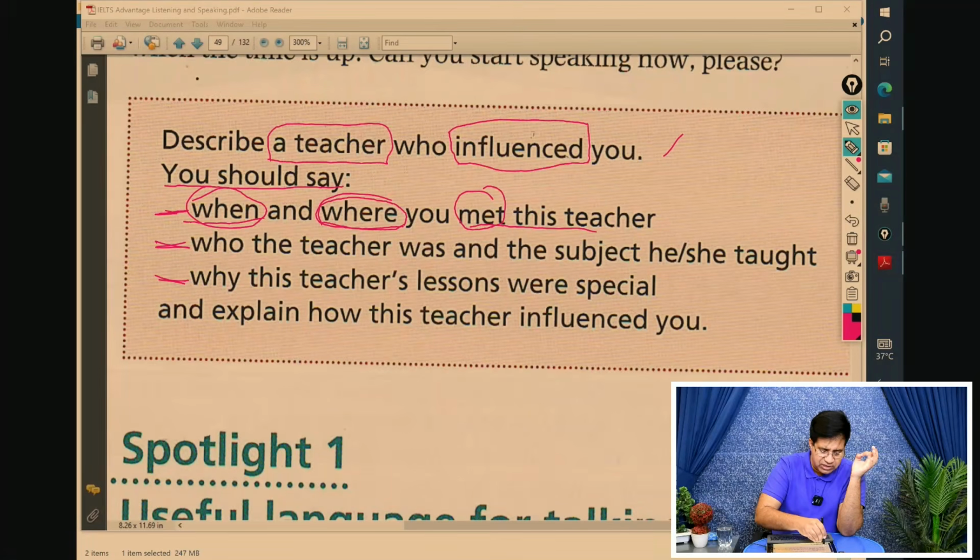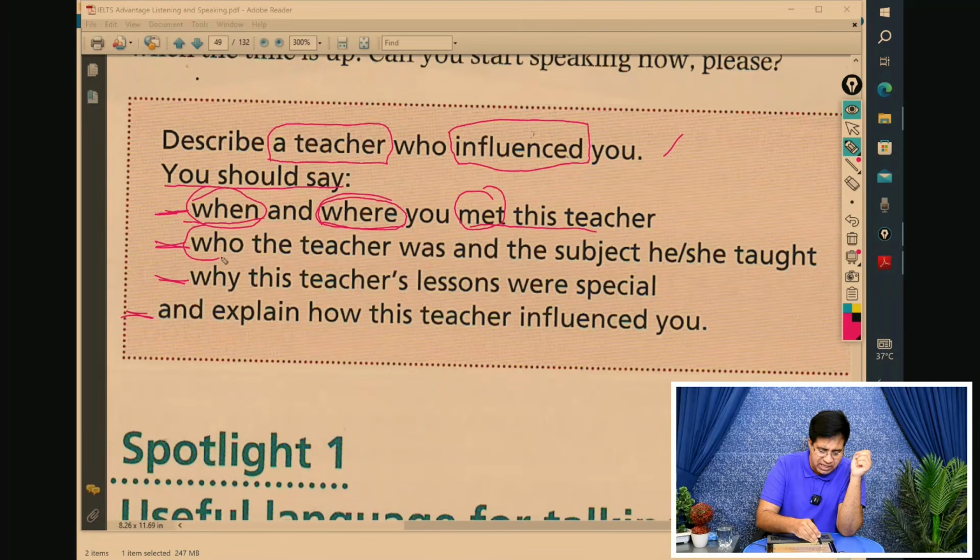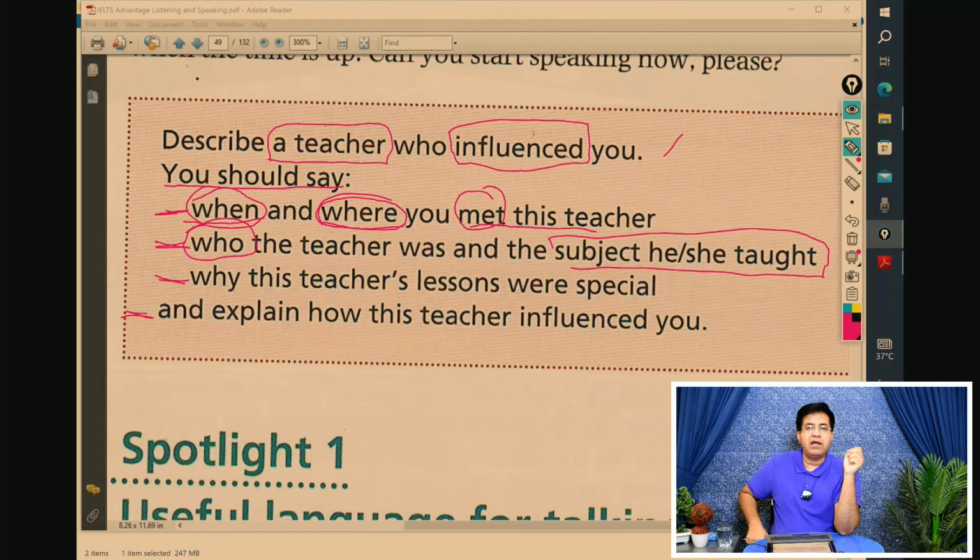Something like this, okay? You need to create not a story, but you need to elaborate around each point. Whatever the cues are, for example, this is a cue, this is a cue, this is a cue, this is a cue. So you need to elaborate around the cues. Next, who the teacher was. Now, who means the personality of the teacher. And the subject he taught, all right, means his specific area.